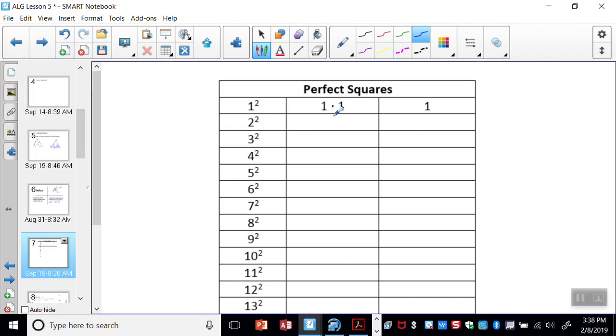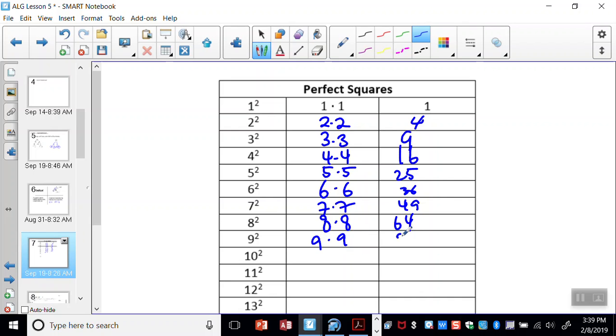You might already know perfect squares, but perfect squares are what you get when you multiply a number by itself. So 1 squared is 1, 2 squared is 2 times 2 is 4, 3 times 3 is 9, 4 times 4 is 16, 5 times 5 is 25, 6 times 6 is 36, 7 times 7 is 49, 8 times 8 is 64, 9 times 9 is 81, 10 times 10 is 100, 11 times 11 is 121, 12 times 12 is 144, 13 times 13 is 169.